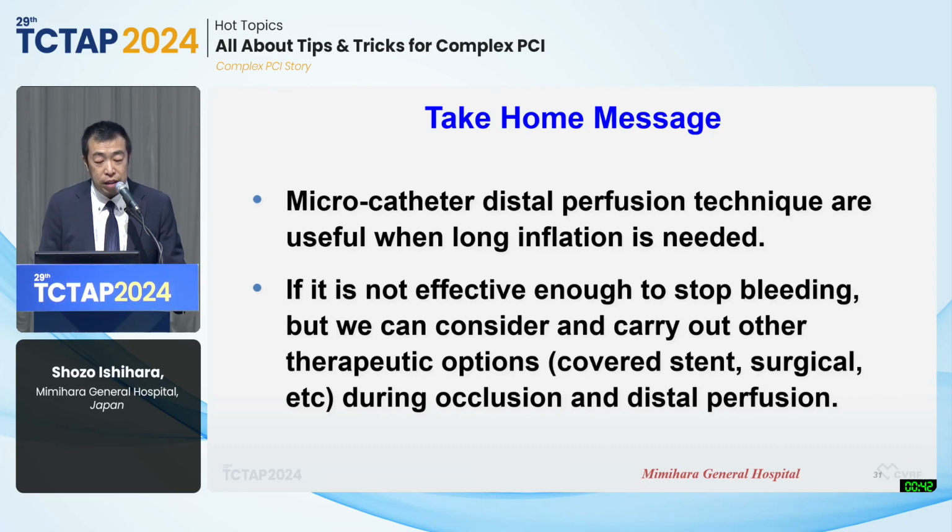So microcatheter distal perfusion techniques are useful when long-time inflation is needed. If it is not effective enough to stop bleeding, during these techniques we can consider and carry out other therapeutic options: cover stent, surgical options, or if you have the perfusion balloon, we can do one more puncture for the double guiding catheter ping-pong technique also. So anything we can carry out during this technique.